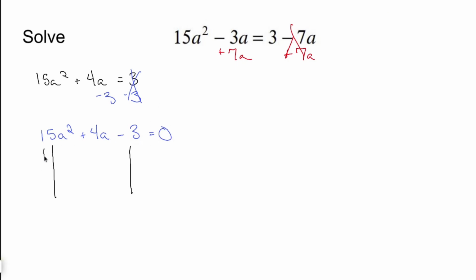But I know that if I multiply 1 times 15 or 3 times 5, that'll get me 15. The negative 3 is kind of the more painful one, where I could have negative 3 times 1, or 3 times negative 1, or negative 1 times 3, or 1 times negative 3. Those are our options, right? And so I need to come up with a combination that gives me something that looks like this.